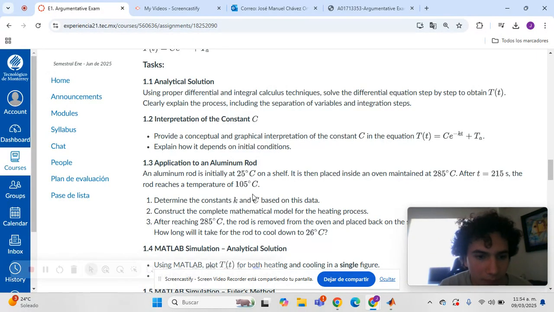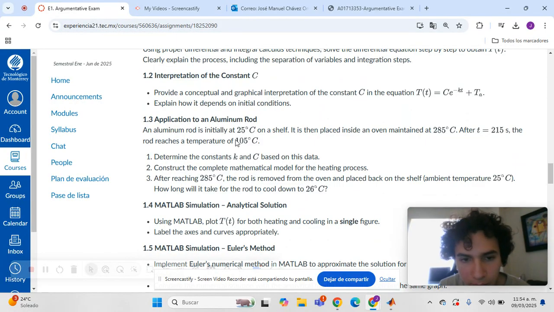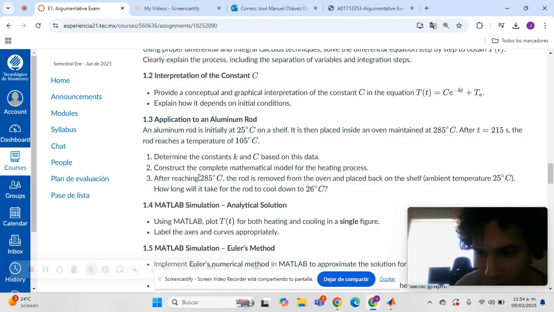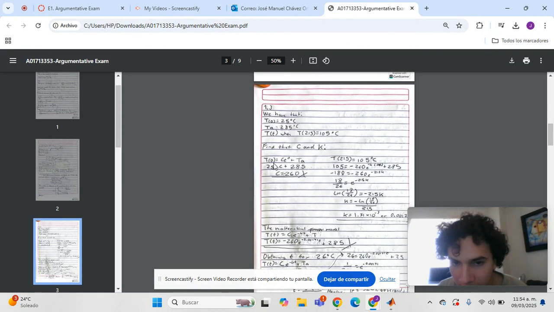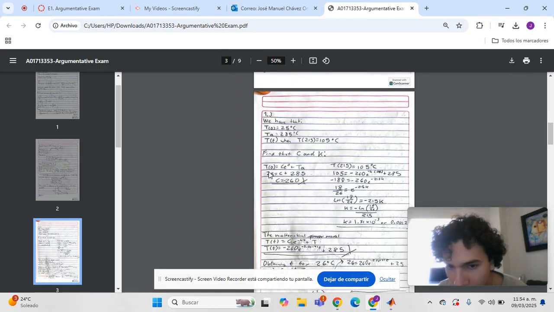So 1.3 is now giving us certain parameters for an aluminum rod, and it's telling us to first determine the constants k and c using this data, then complete the mathematical model using this data as well, and after solving this with our new model, use these parameters to solve part 3. First, in the equation we just got, we solve for c, implementing the parameters, and this gives c equals negative 260.